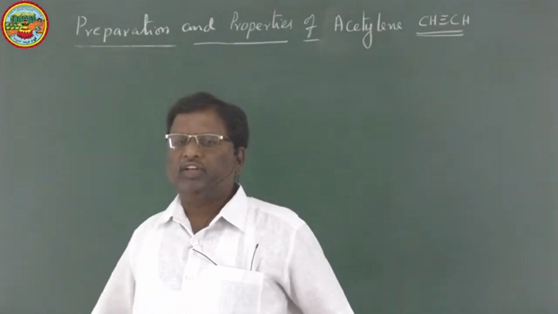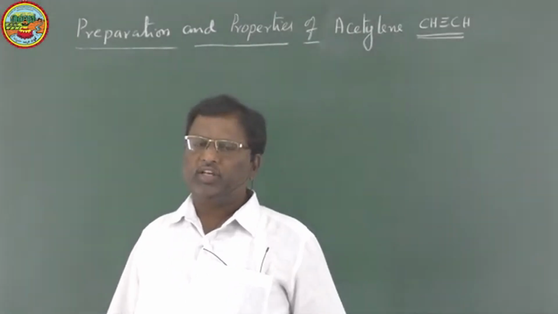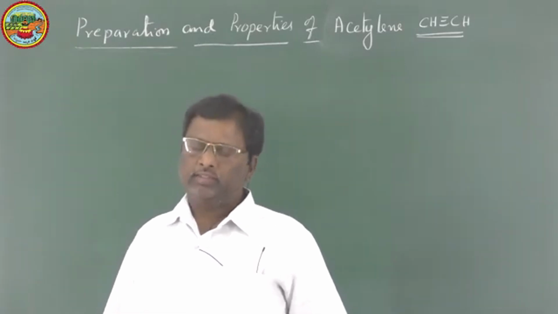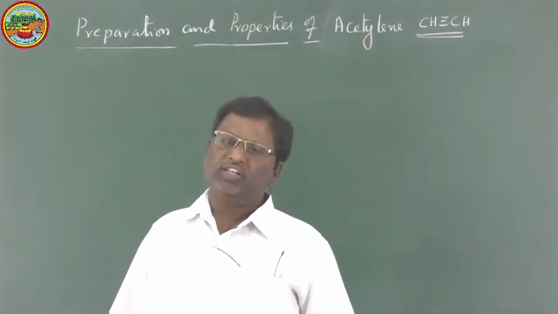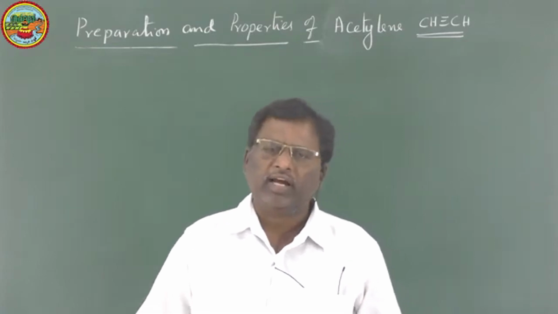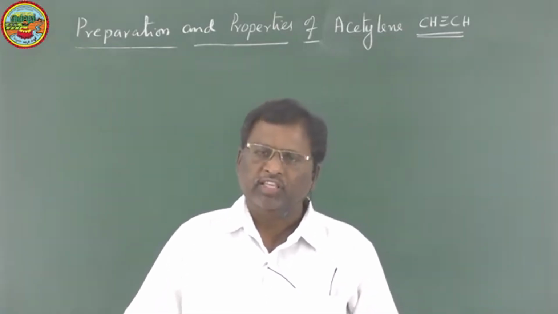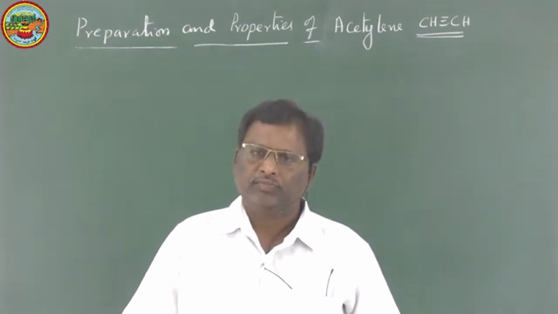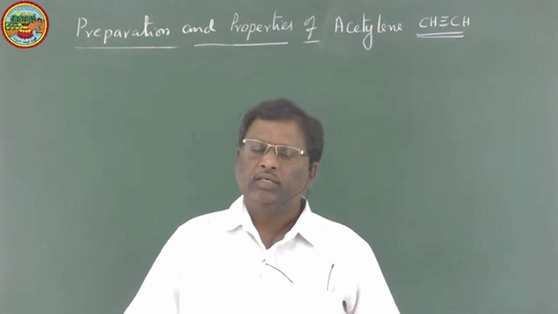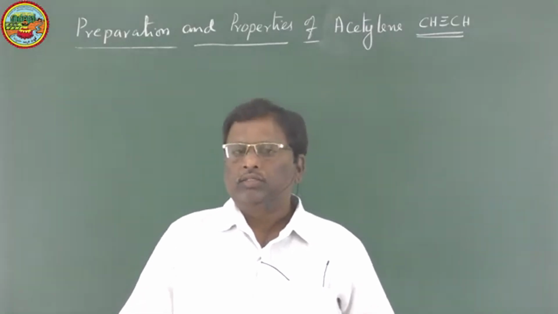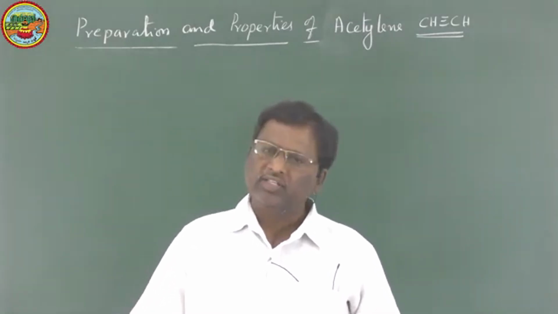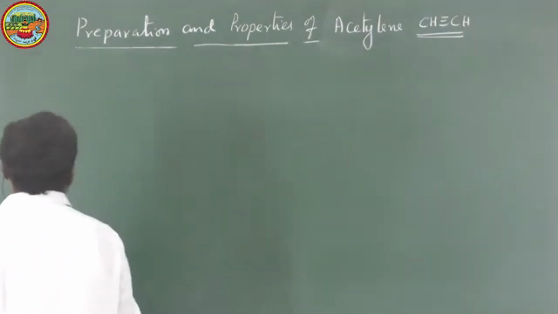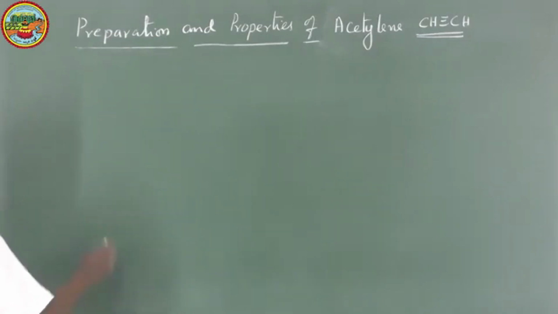Preparation and properties of acetylene. Acetylene is the first member of alkynes. Alkynes are the compounds in which carbon is involved in sp hybridization. In these compounds, a triple bond is present between two carbon atoms, so these are sp hybrid carbons. Preparation: acetylene, industrially, is prepared by the hydrolysis of calcium carbide.